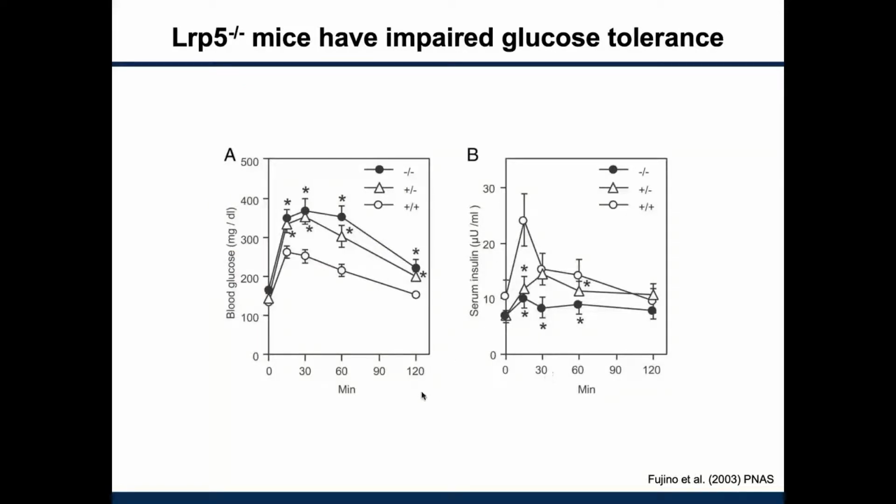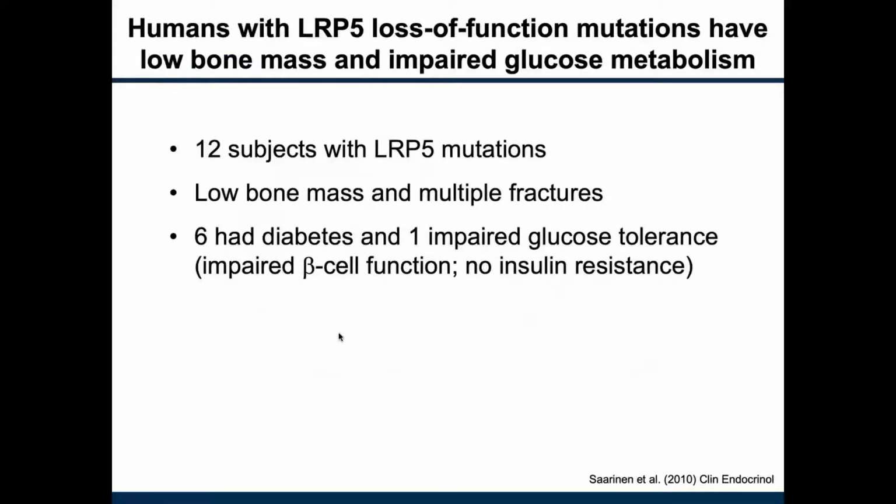So here is one study from many years ago where they looked at glucose parameters in LRP5 knockout animals. So these animals then are loss of function and osteopenic. And also in this case, again, you see that these LRP5 deficient animals have impaired glucose tolerance. Now you might ask, is this only a phenomenon in mice or also in humans?